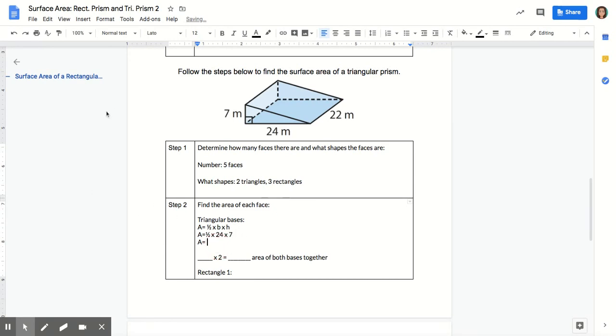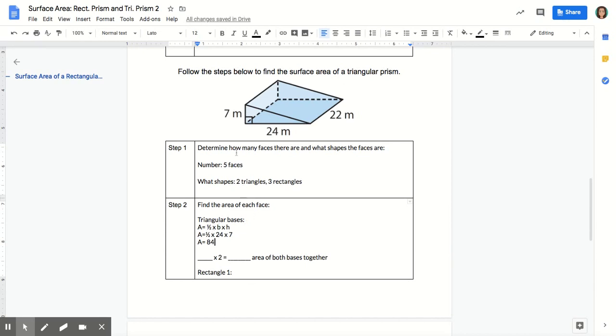And Logan, when you did this in your calculator, you got the wrong answer. So if we do 24 times 7, that's 168. And then times 1/2 is the same as times 0.5. Which is 84. You got 94.5, which I'm not sure where that came from.